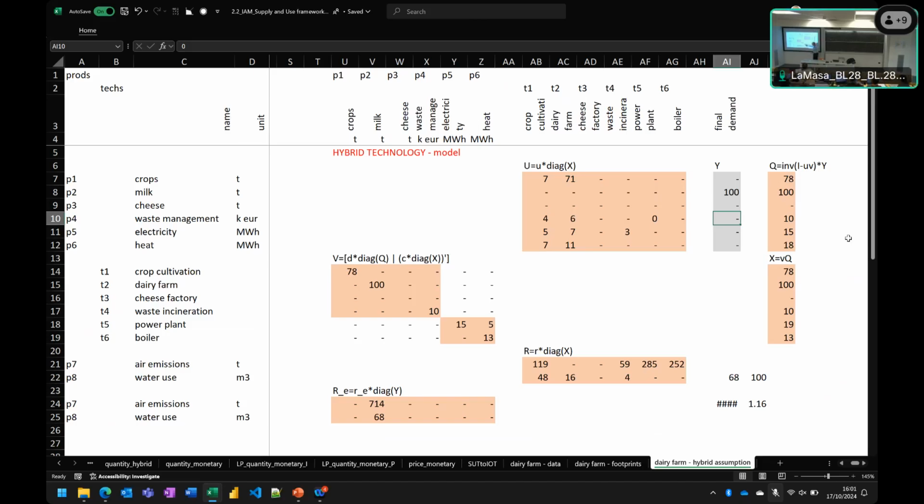So we can have a look at the total by technology and say that, if we have to rank the system, the highest contribution comes from the power plant, 285, followed immediately by the heat plant, boiler, 252, and then followed by the crop cultivation process, 119. And the last is waste incineration. So if we have this system here, and we need to improve the system, we have to rank the components and point to the component that is weakest, that is causing the major contribution.